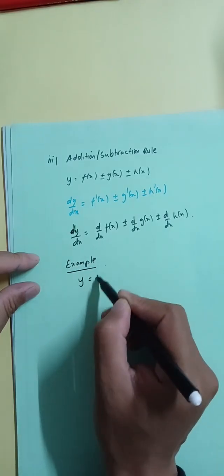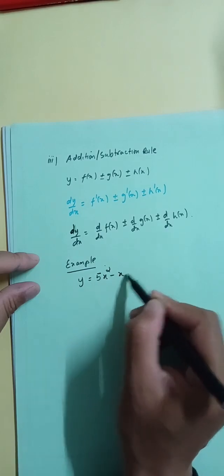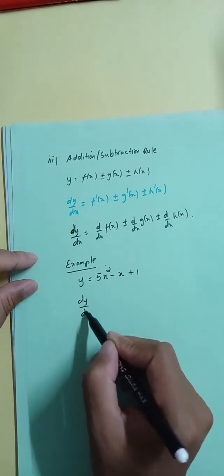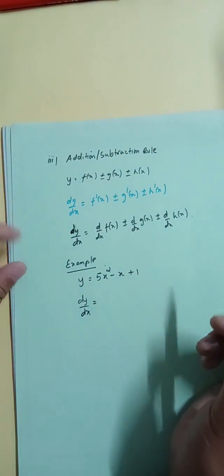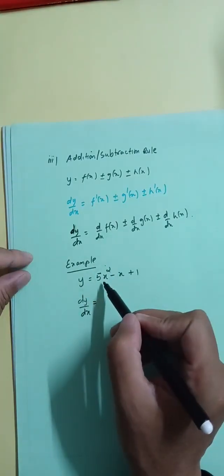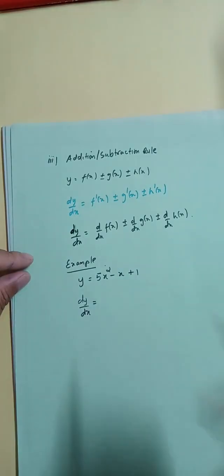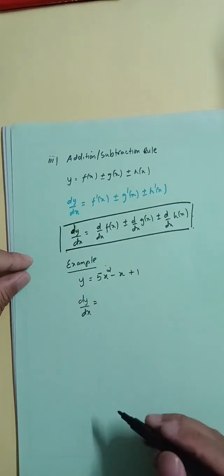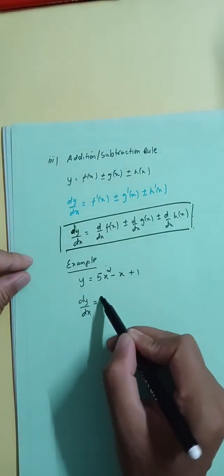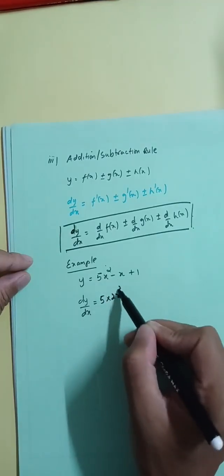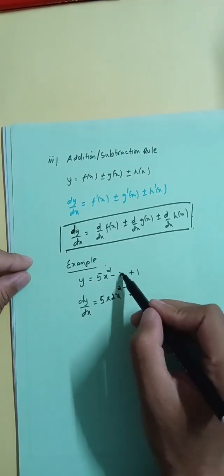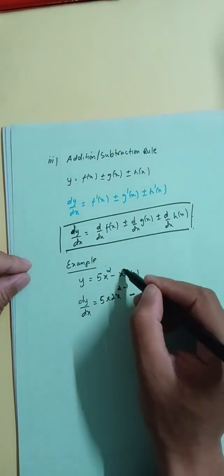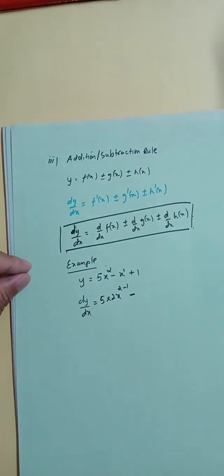Example: we have y is equal to 5x squared minus x plus 1. To find the derivative, dy over dx is equal to, applying the power rule, d by dx of 5x squared minus d by dx of x. This is our rule. So directly, the 5 stays, times 2x raised to 2 minus 1, minus what is d by dx of x? By default the power is 1, so 1 comes down.